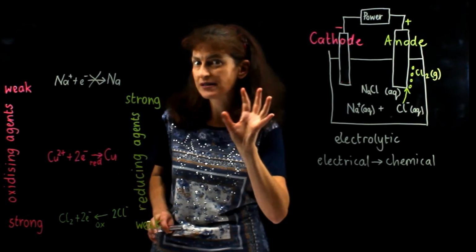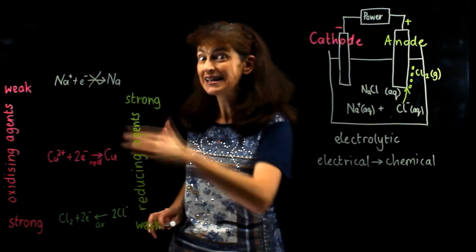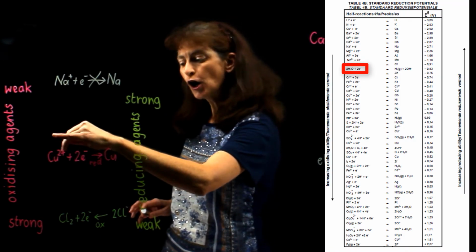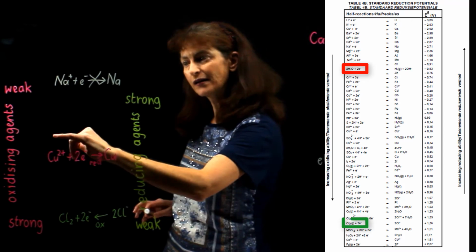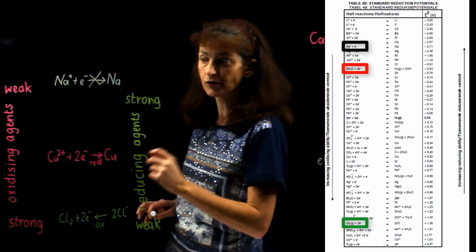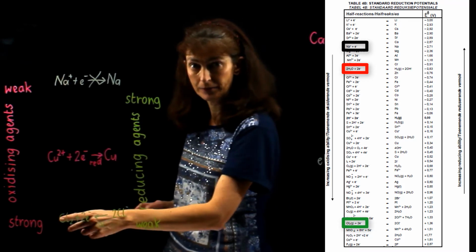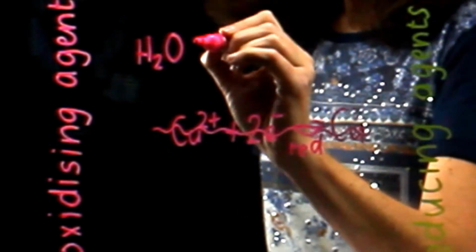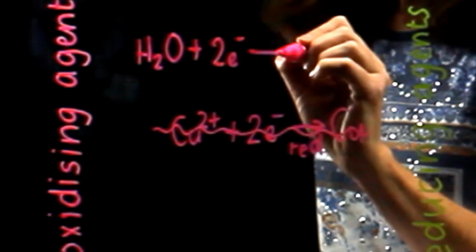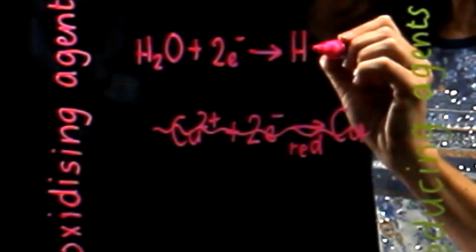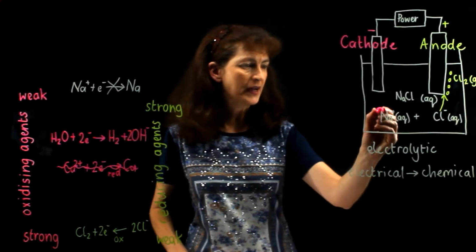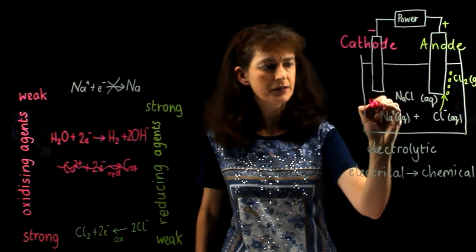Let's take a look at the position of those water molecules in this table. And sure enough, we find them closer to chlorine than sodium ions are here on the left. So, of course, this reduction half reaction can't happen. Instead, water gains electrons and so is reduced to hydrogen gas and hydroxide ions. So that is what's happening here at the cathode now.